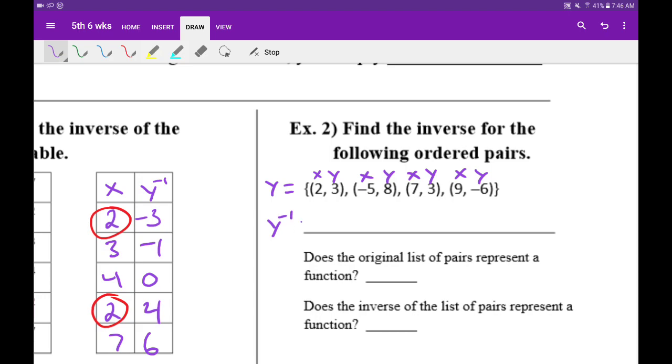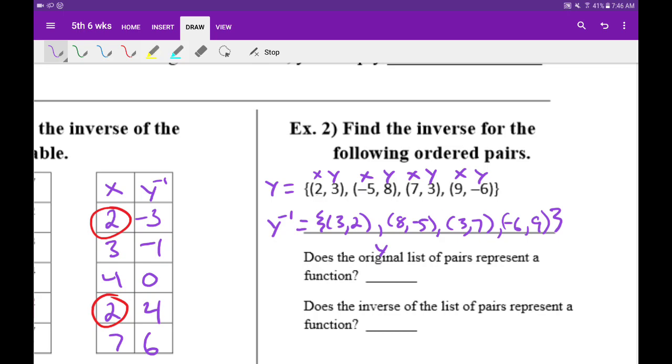Let's take the inverse list. So y inverse, make a set. So we'll flip it around. We'll put 3, 2. Okay, so just swap the y and the x part. Okay, 8 and -5, and 3, 7, and -6, and 9. Close the set.